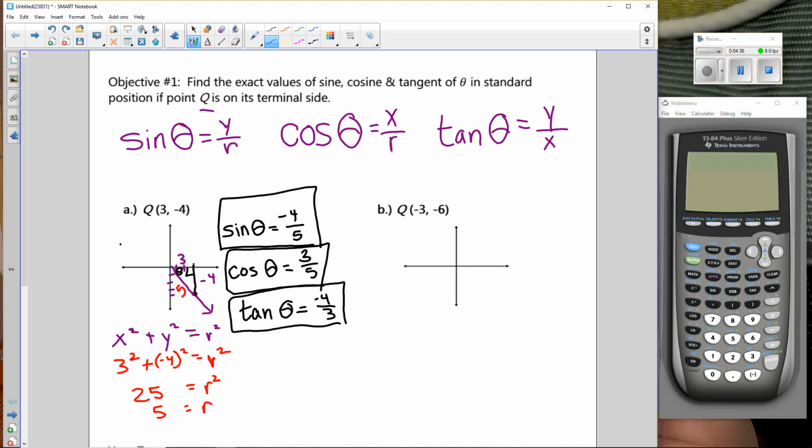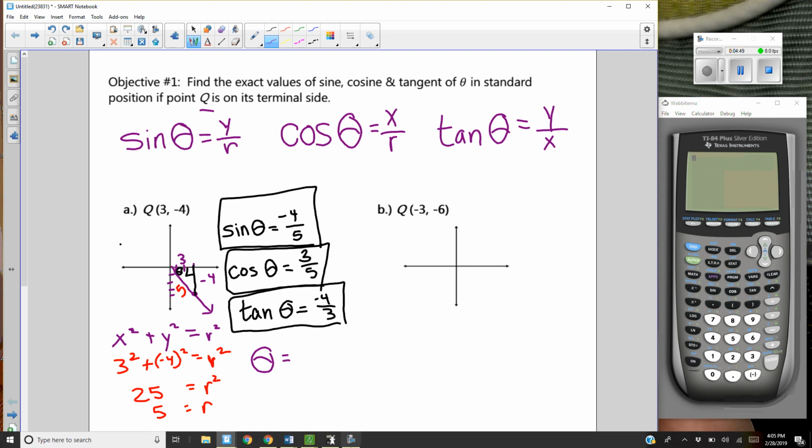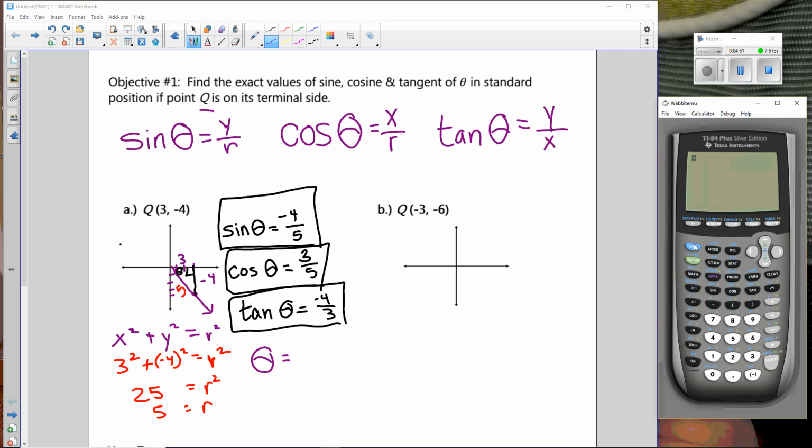And the last thing some of these problems may ask you to find is actually what theta is. So it wants to know what is that reference angle. You can find that using inverse trig pretty quickly, and you can do any of the trig functions. So if you hit second sine and type in -4 divided by 5, you get -53 degrees. Now, since it's a reference angle, technically it's positive 53 degrees.